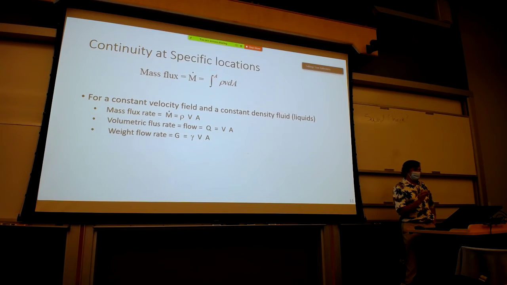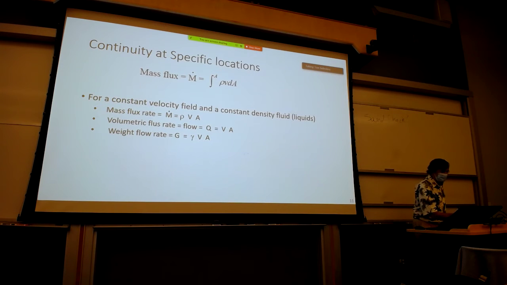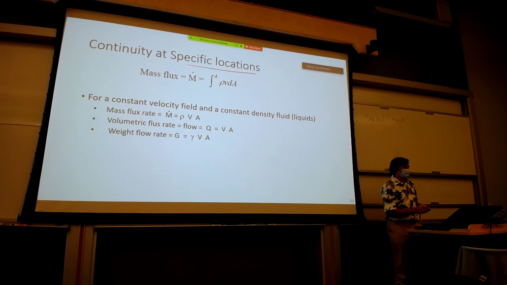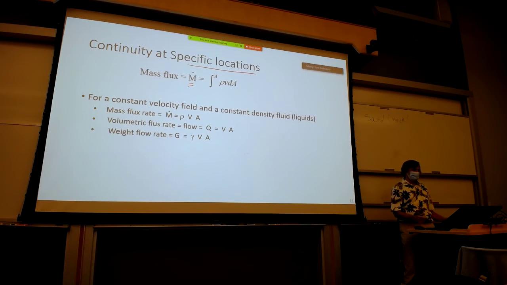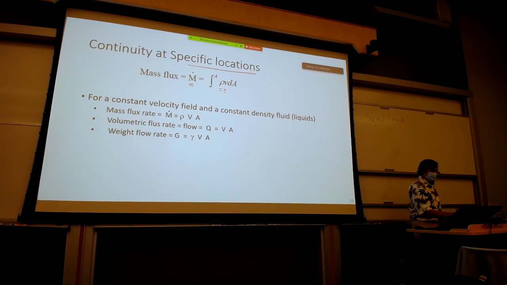When we look at the integral form of the equation, which I have here, basically what we're doing is saying we can get at one location, think of a cross-section of a pipe, or the cross-section of a river. We can get at that location the mass flux rate by integrating over the cross-section the product of density times the velocity vector. If we look at that integral and we assume that, one, we have a constant velocity field. Well, if it's a constant, it comes out of the integrand, right?